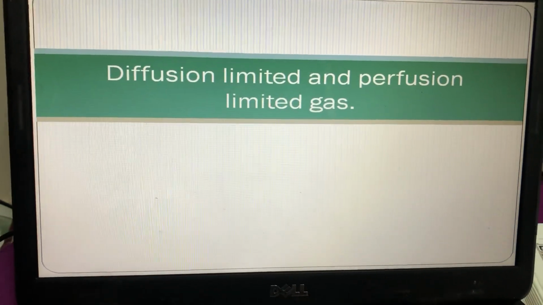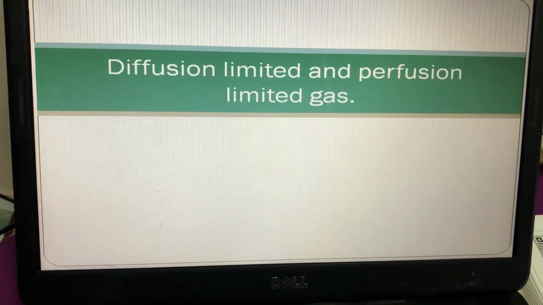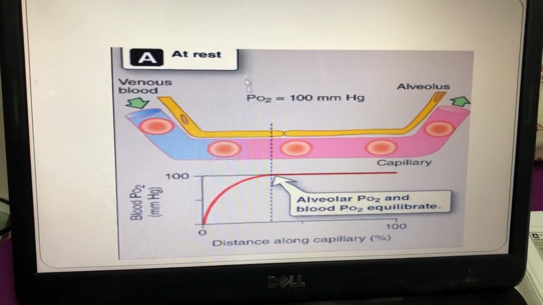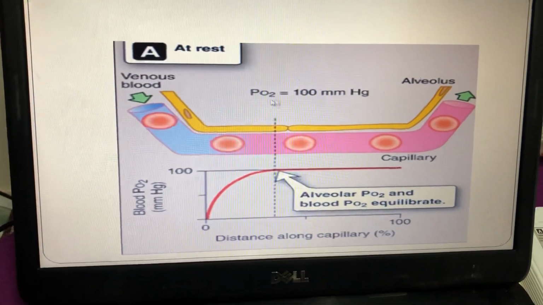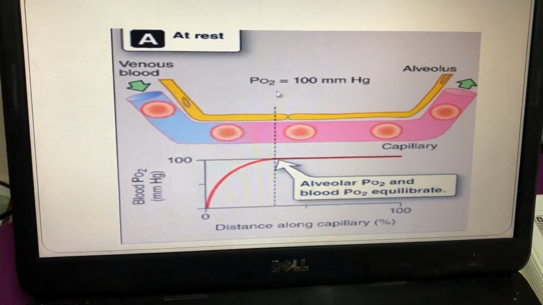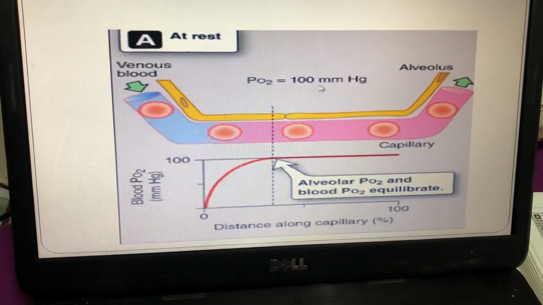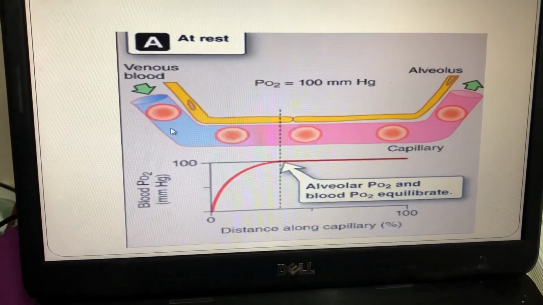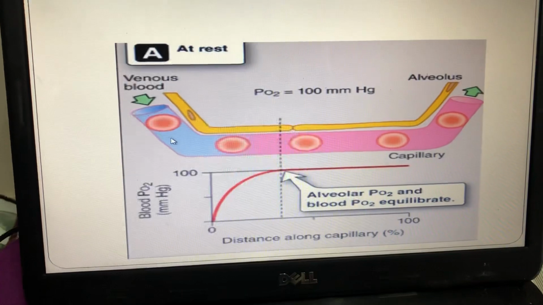Hello all, in today's class we'll be seeing about diffusion limited and perfusion limited gases. So coming to this image, here we are going to see how the oxygen is getting diffused from the alveoli to the pulmonary capillary. The partial pressure of oxygen in the alveoli is 100 mmHg, whereas the partial pressure of oxygen in the pulmonary capillary is 40 mmHg.